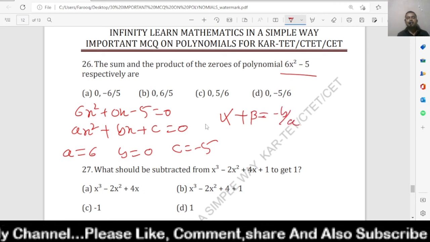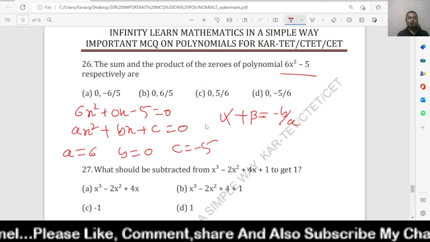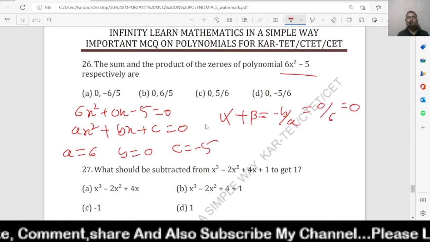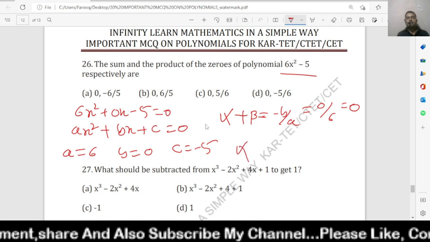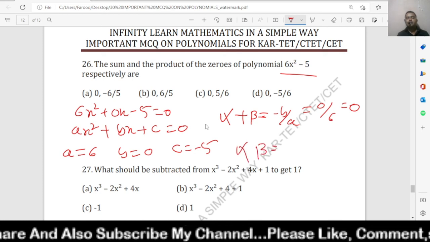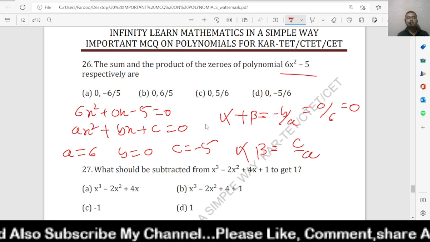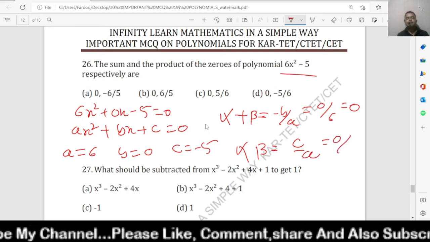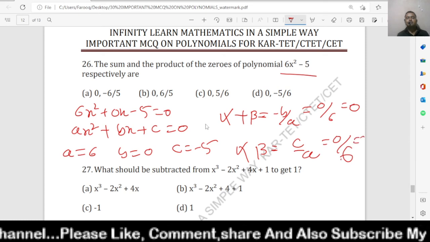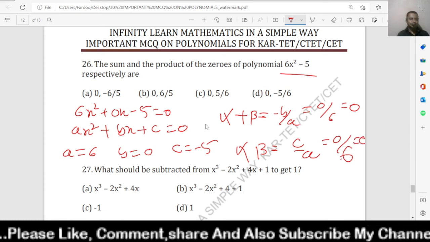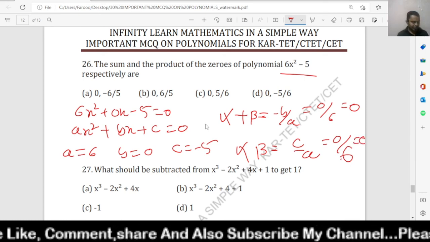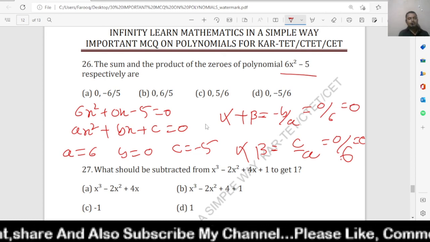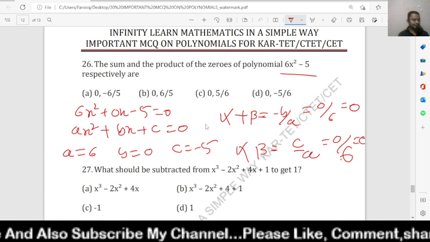That is 0 by 6, which is 0 itself. And alpha into beta, product of zeros, is C by A. What is the value of C here? 0. A here is 6. 0 by 6 is again 0. So I think we made a mistake. Wait a minute, I want to check this once again.